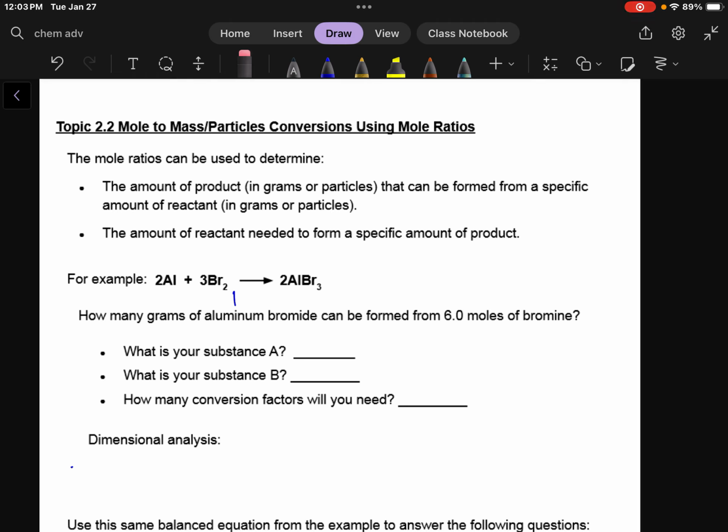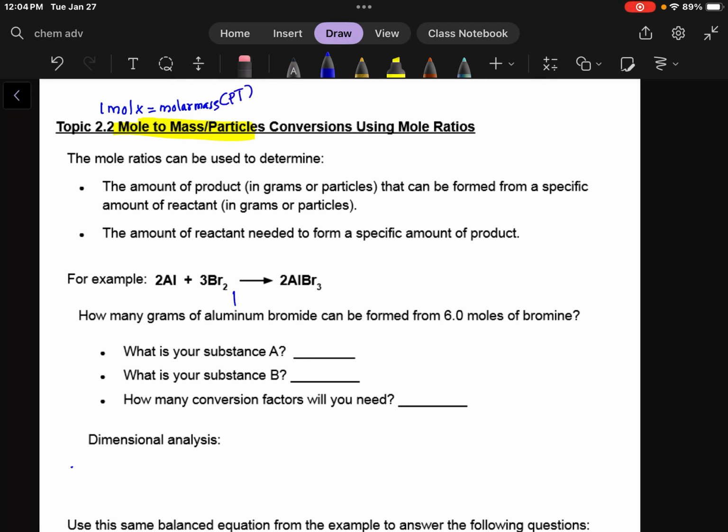Okay, topic 2.2, which is conversion of mole to mass and mole to particles. The conversion factor we are going to use for mole to mass: 1 mole of X or A or B is equal to what? The molar mass from the periodic table. You can find that from the periodic table.